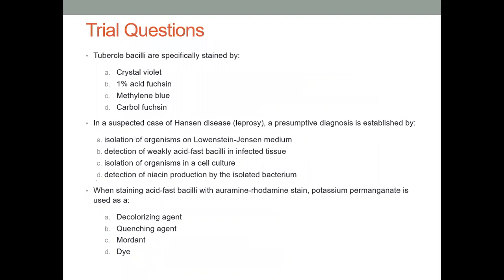Tubercle bacilli are specifically stained by, yes, you can help us with the answer. Crystal violet, 1% acid fuchsin, methylene blue, or carbol fuchsin? Carbol fuchsin, sure. Because for the tubercle bacilli to be stained, it has to be able to pick up the primary stain, which is the carbol fuchsin. Good.